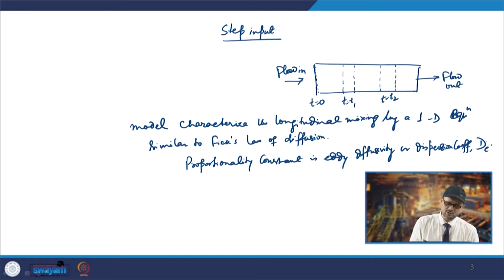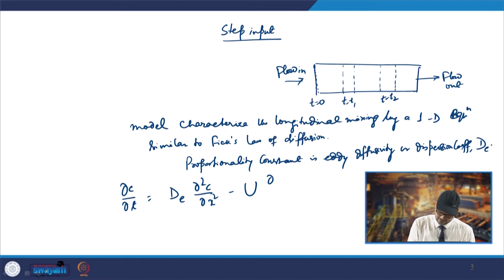If you talk about the unsteady state concentration, that equation can be written as dou C by dou t, the change of concentration, equals dE times dou square C by dou x square, minus U times dou C by dou x. So that is the unsteady state equation for the concentration, where dE is basically the dispersion coefficient.